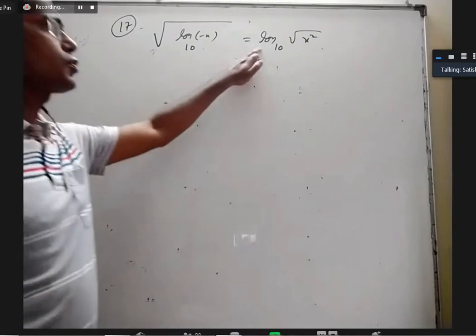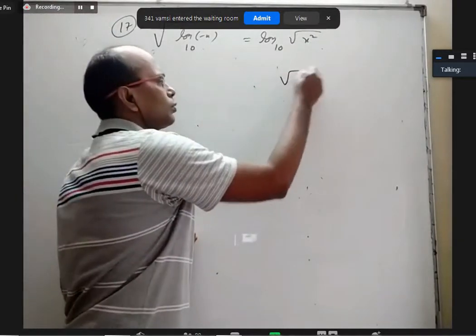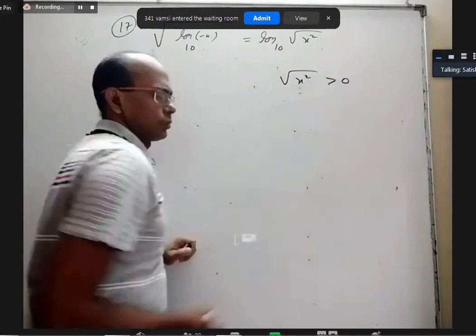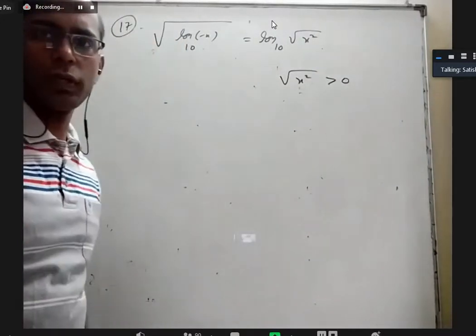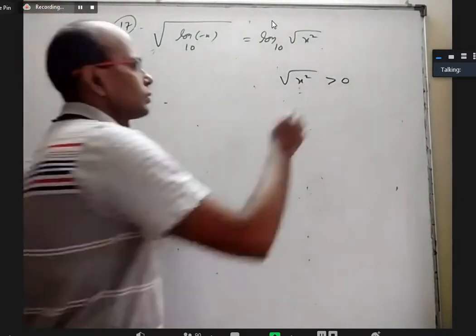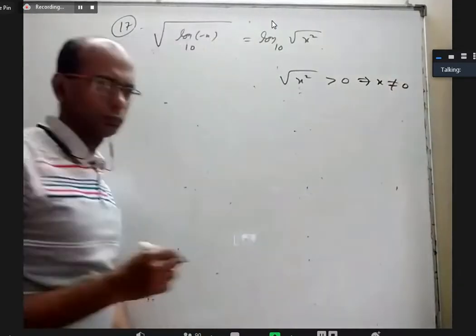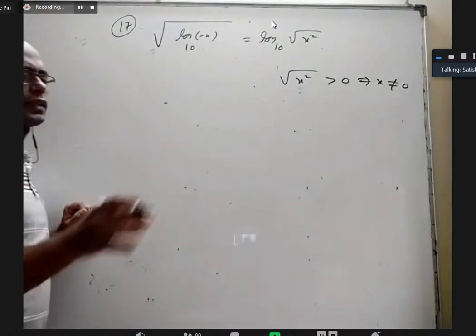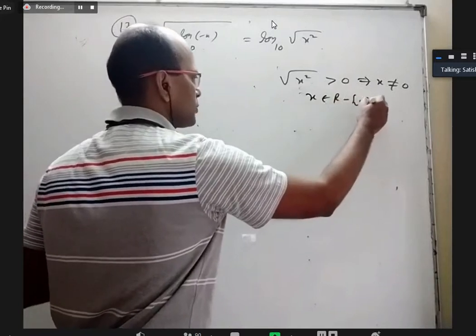If you want RHS to be defined, if you want log of something to be defined, it should be greater than 0. Root x square should be greater than 0. One may say root x square is always positive. No, at one point it is 0. So this implies x should not be 0. Other than that, anything else is okay. Or you can say x should belong to all real numbers except 0.